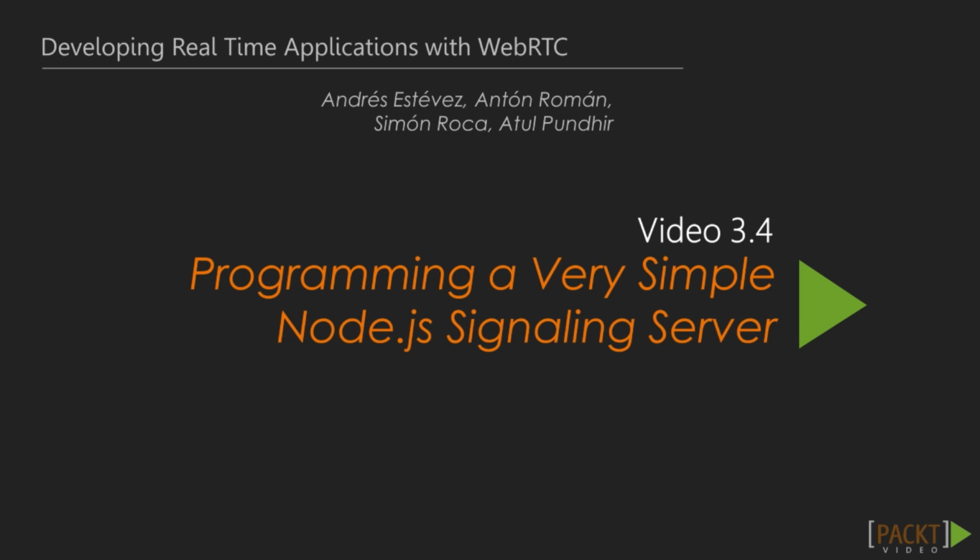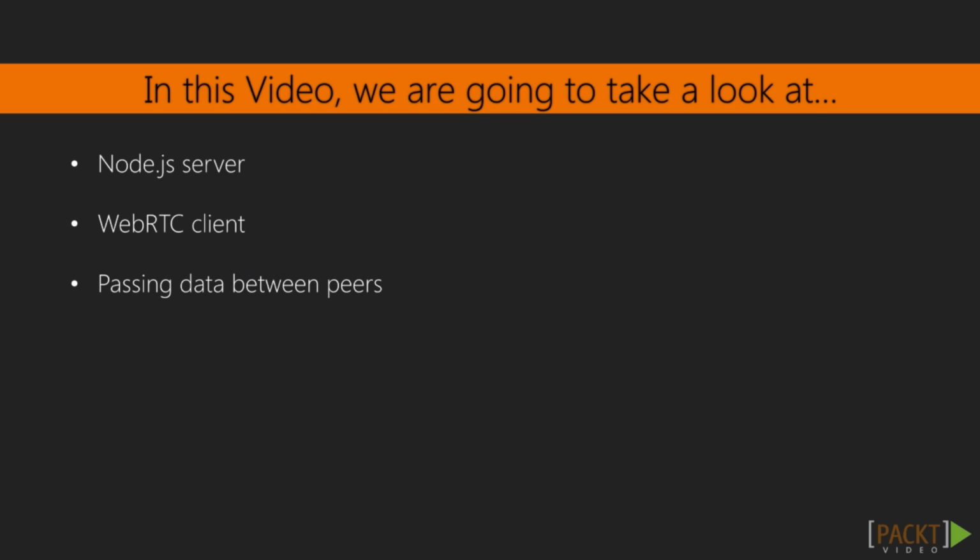Welcome back to section 3, where we are learning about signaling, which is the last piece of the WebRTC puzzle. In the previous video, we listed some of the needs from our signaling example. In this video, the last of this section, we'll be programming our own Node.js signaling server, implementing all the features previously mentioned. We will be looking at how to pass data between peers.